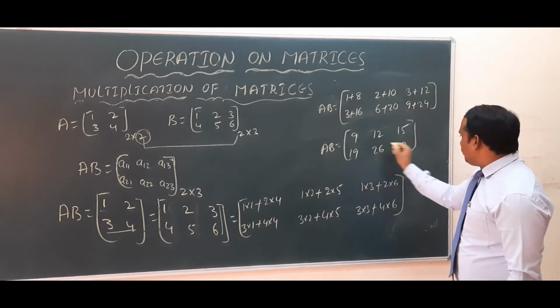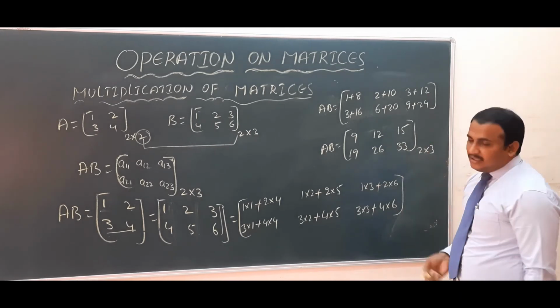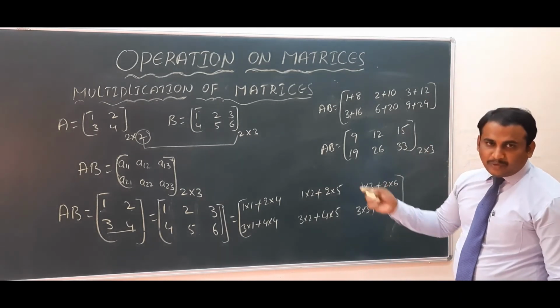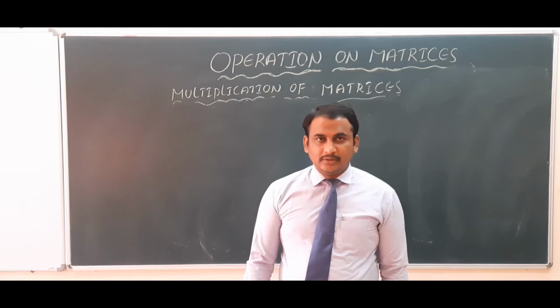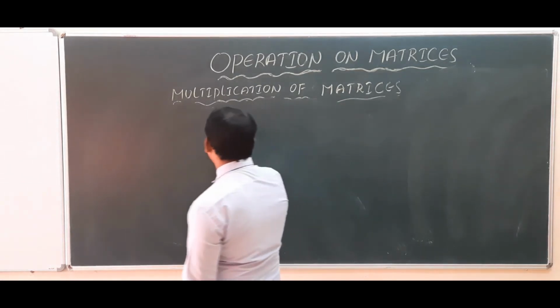What is the order here? How many rows? 2 rows, 3 columns. Like that you have to multiply. We will see one more example.